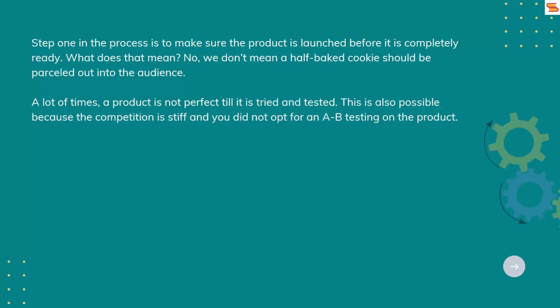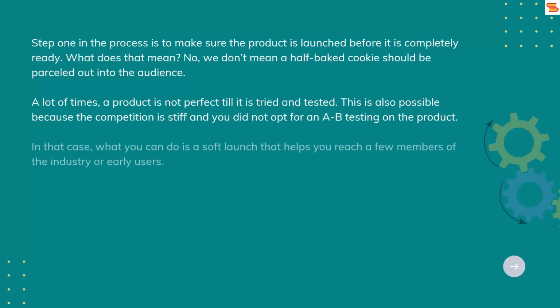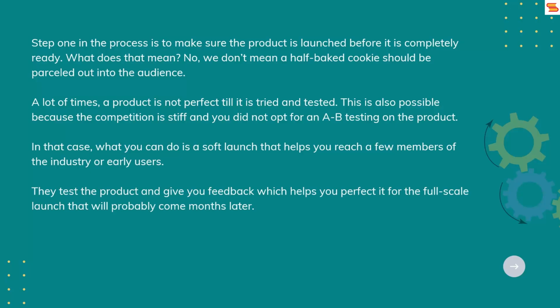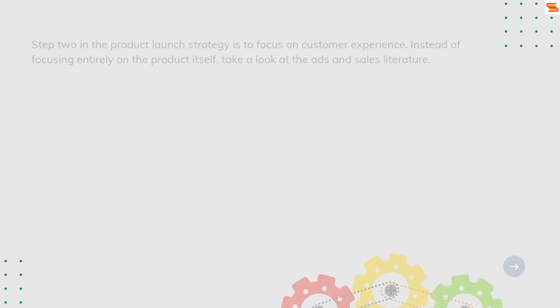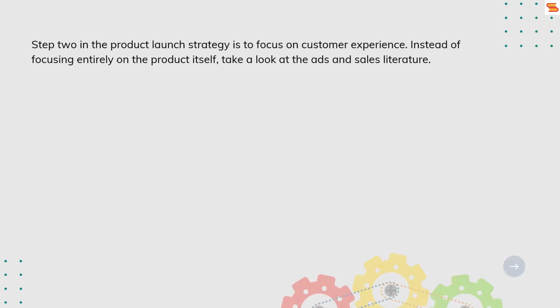This is also possible because the competition is stiff, and you did not opt for A/B testing on the product. In that case, what you can do is a soft launch that helps you reach a few members of the industry or early users. They test the product and give you feedback, which helps you perfect it for the full-scale launch that will probably come months later. Step 2 in the product launch strategy is to focus on customer experience.